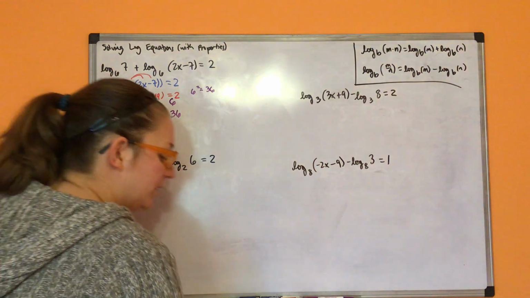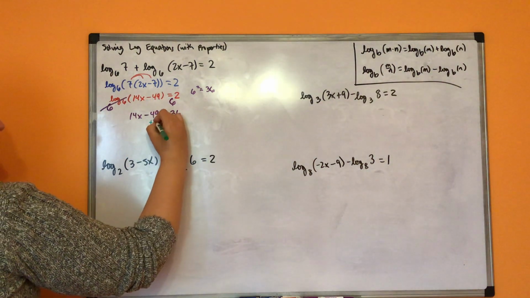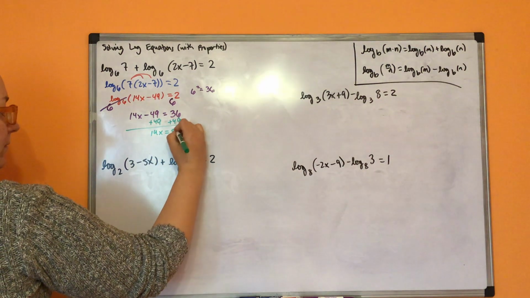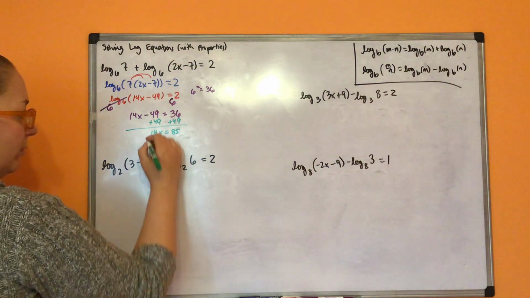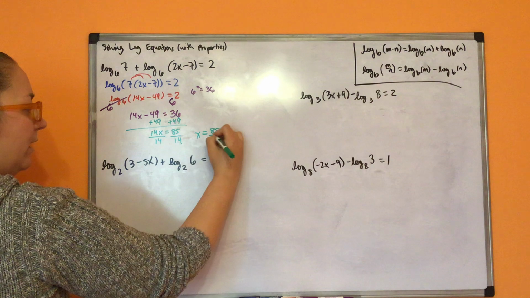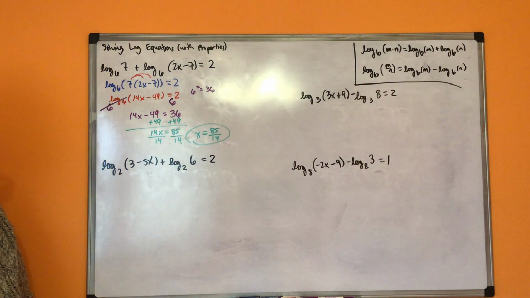What we have in purple looks like equations we've been solving for a long time. Get x by itself. So add 49, and then divide by 14. We get a fraction, that's okay. X is 85 over 14, or you can convert that to a decimal if you'd rather.